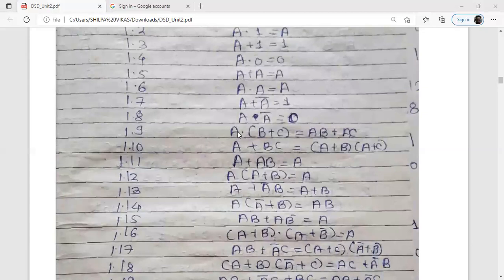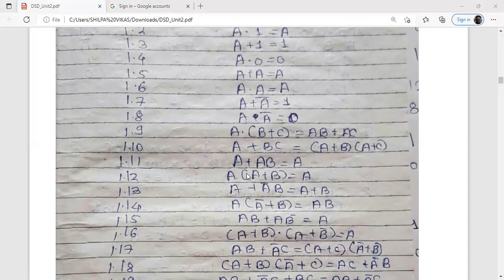The next equation is A dot (B plus C), which is equal to AB plus AC. Then A plus BC equals (A plus B) multiplied with (A plus C); we distribute the equation like this. The next equation is A plus AB is equal to A. We will see how we can prove these equations in the next slides.